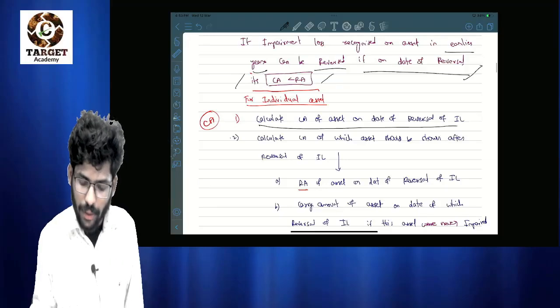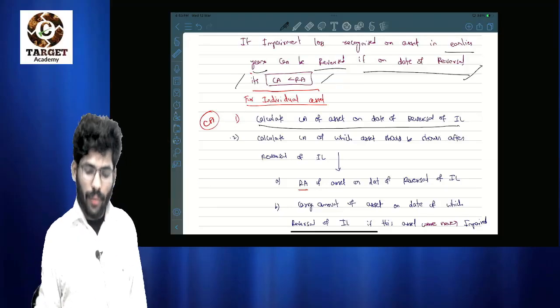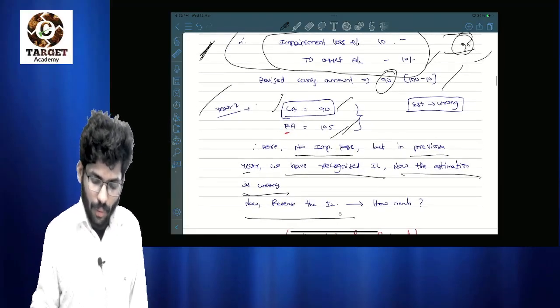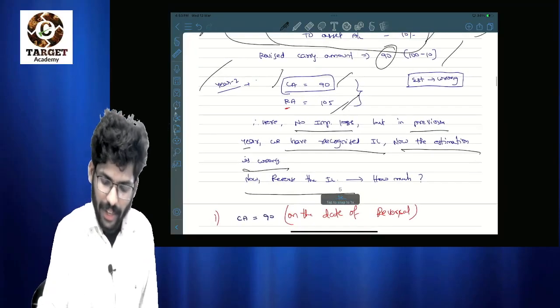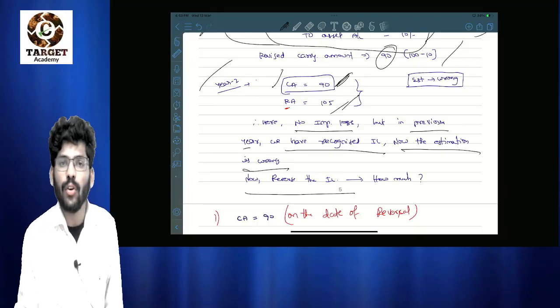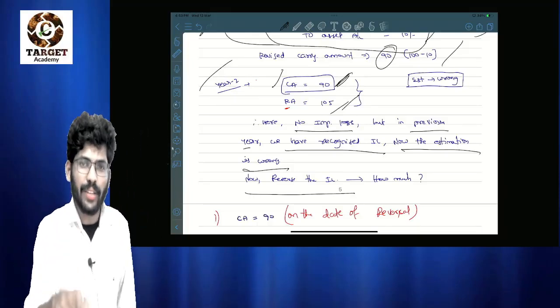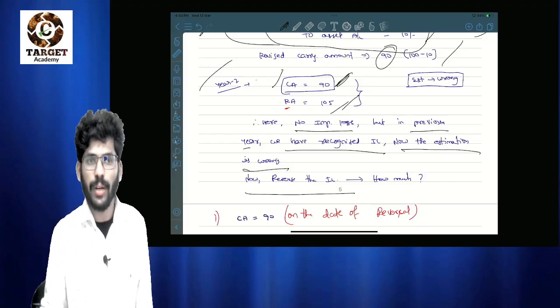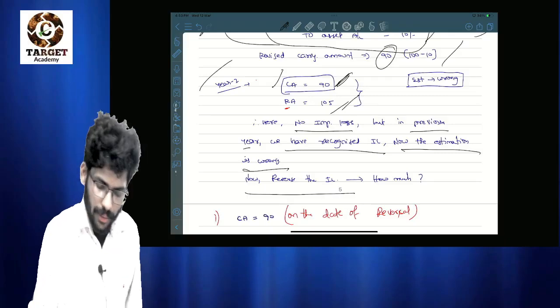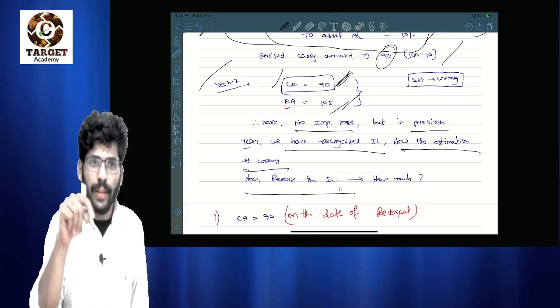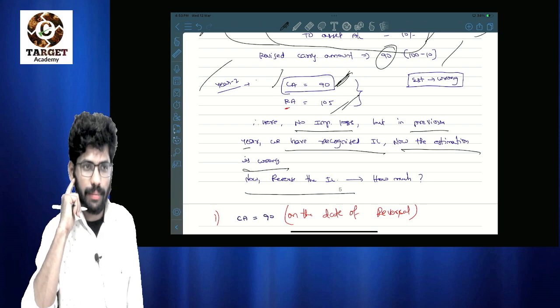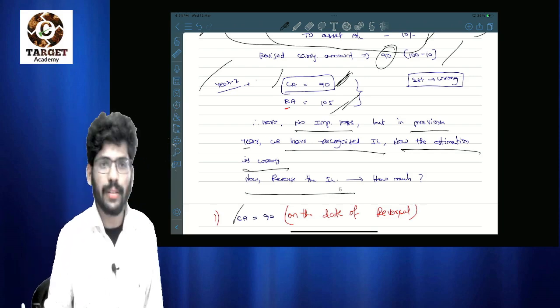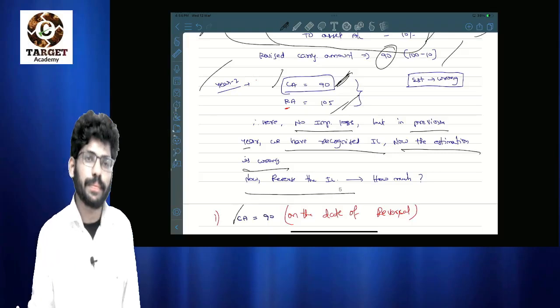Calculate the carrying amount on the date of reversal. So today, what is the carrying amount? What is the carrying amount in the second year? Second year ending carrying amount, how much, sir? 90 only. Correct or not? So assume that there is no depreciation. I am saying there is no depreciation in this example. Okay. So the carrying amount is 90 only. Correct or not? Obviously, yes. Carrying amount is 90.